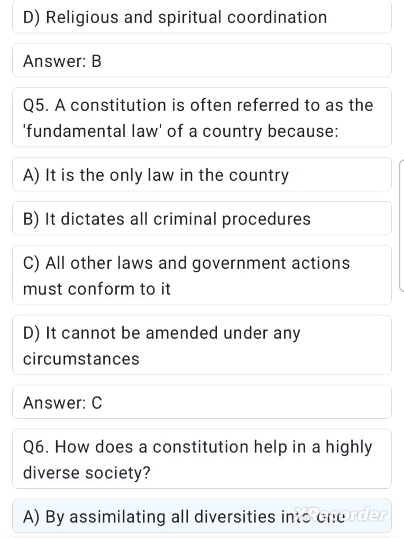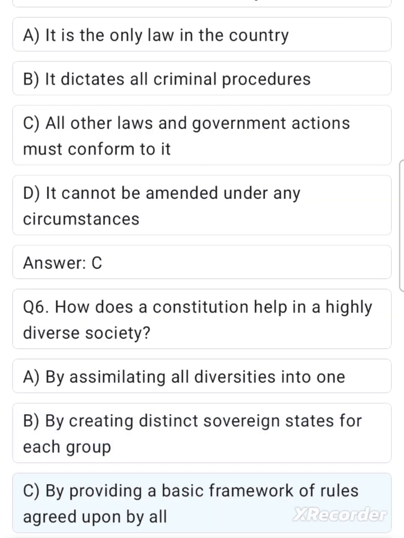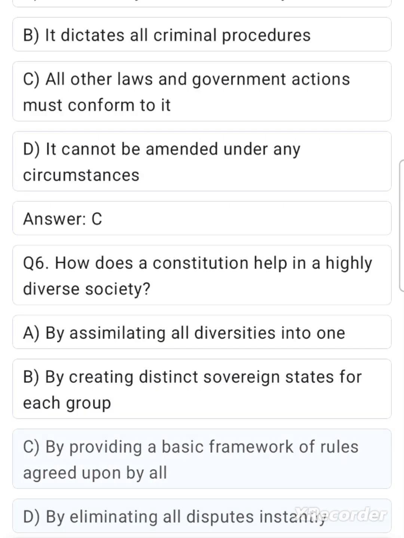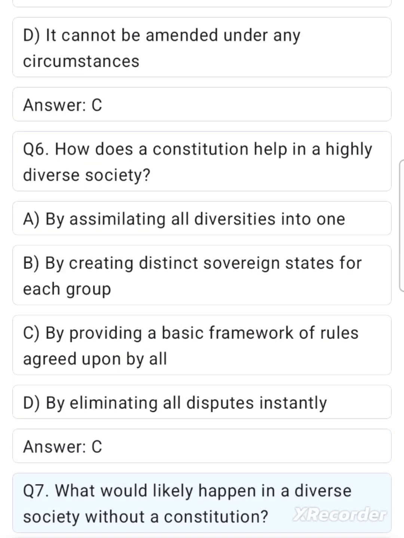Q6. How does a constitution help in a highly diverse society? A. By assimilating all diversities into one. B. By creating distinct sovereign states for each group. C. By providing a basic framework of rules agreed upon by all. D. By eliminating all disputes instantly. Answer. C.